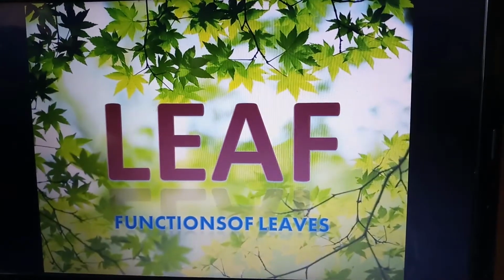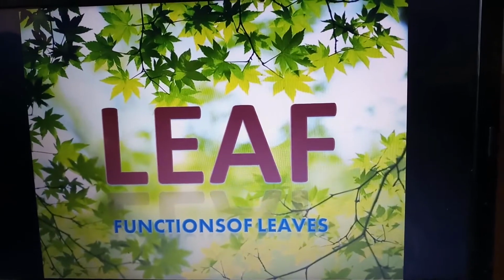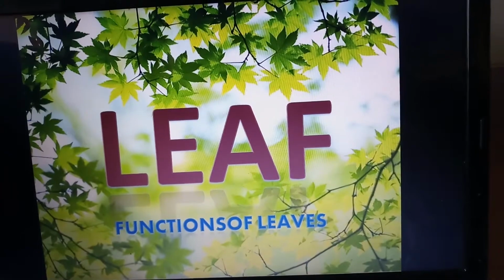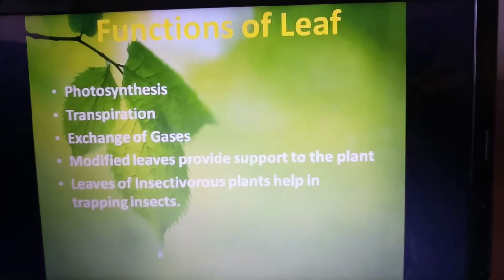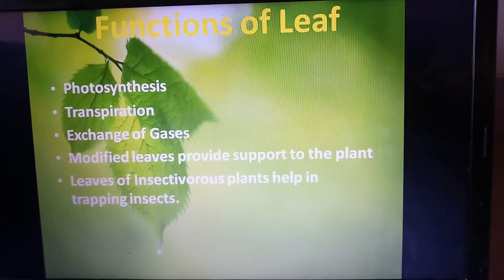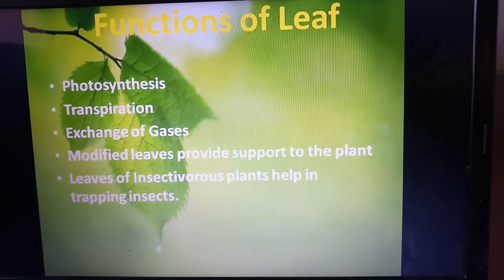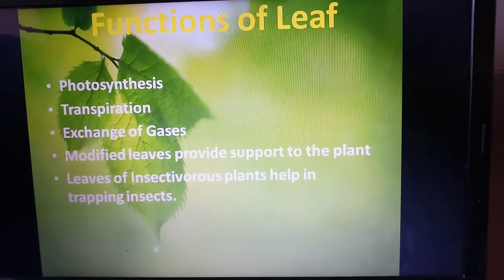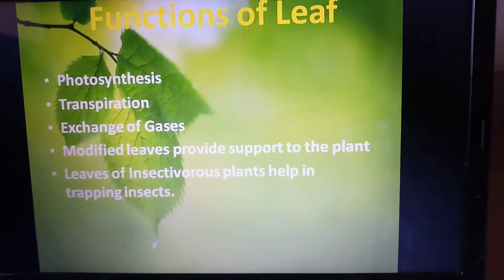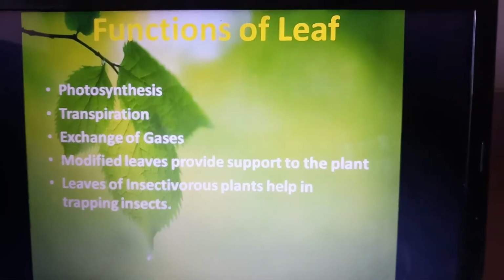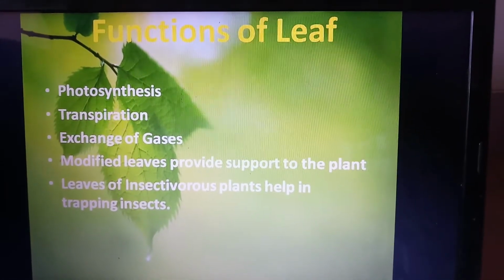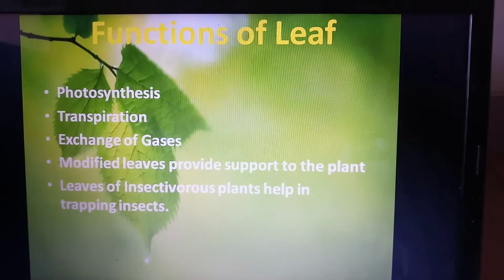Hello children, we will be seeing the functions of leaf in this presentation. So we see that leaves are green in color and they perform the most important function in the plants, that is preparing the food for the plants, which is known as photosynthesis. And this can be done only if the plant has green leaves.